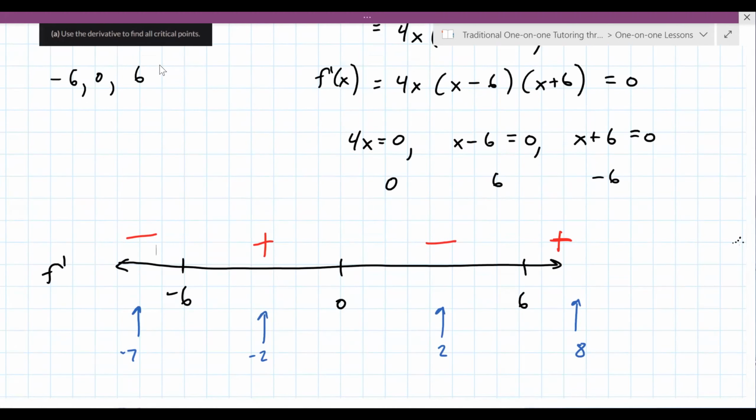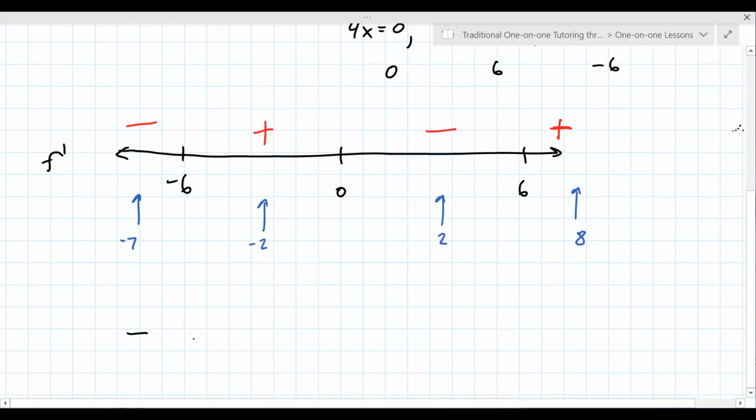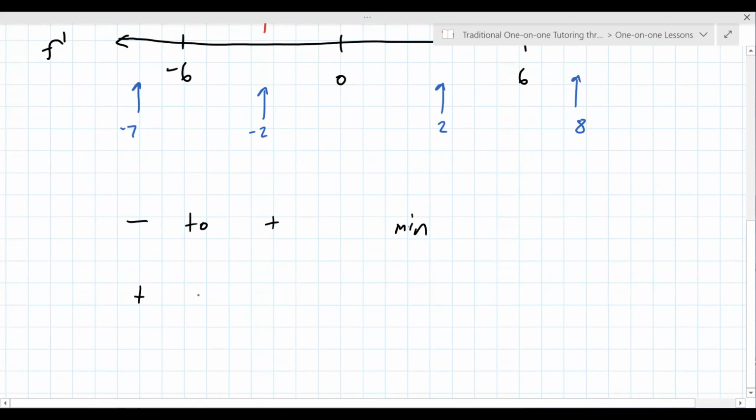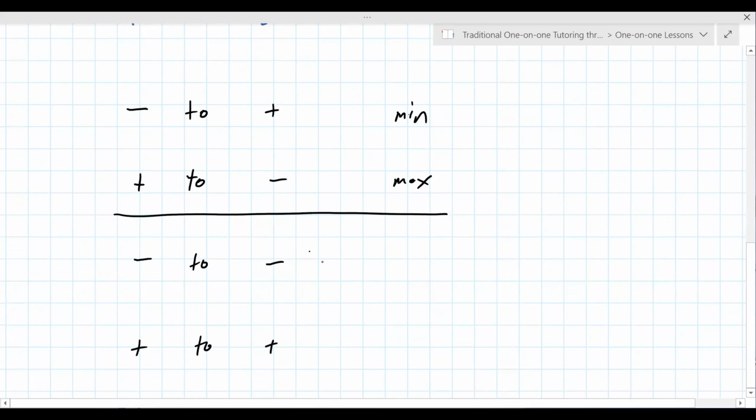Okay. So now the rules. If you go from minus to plus, this is a min, because the function's going down and then back up. Plus to minus is a max. And then the ones you don't care about: minus to minus is nothing, and same with plus to plus. These are nothing.